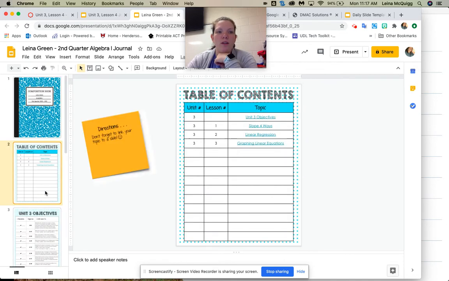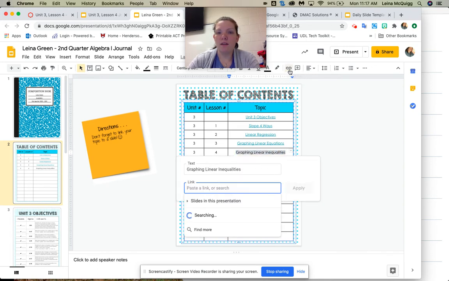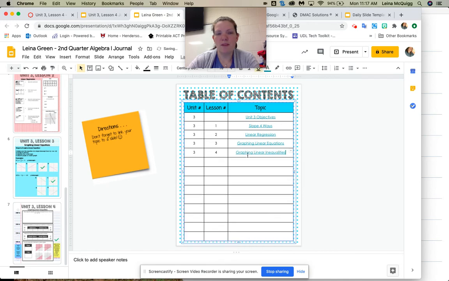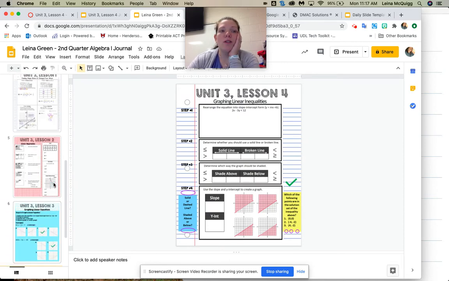Make sure your table of contents is up to date. So this is Unit 3, Lesson 4, Graphing Linear Inequalities. Okay. To link this, you're going to highlight it, insert link, slides in this presentation. We're on slide 7. So I'm going to scroll down and select slide 7 and apply. Okay, so this means that you'll just click on it, it'll take you right to that slide. Okay, so make sure your journal is up to date.